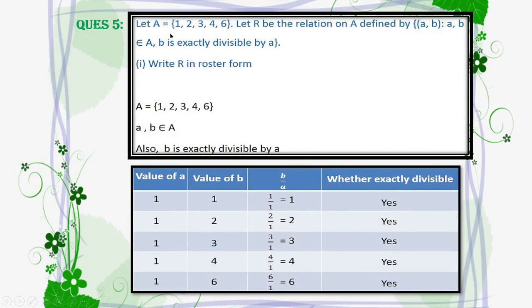Now question number 5. Set A is given. Let R be the relation on A defined as ordered pair (a, b) where a, b both belongs to A and b is exactly divisible by a. It means the second number should be divisible by first number. So again let's make a table and check 1 and 1. Yes, it is divisible. 1 and 2. So second number should be divisible by first. So 2 by 1, 2. So yes. Then 1 and 3. Yes. 1 and 4, 1 and 5. Sorry, 1 and 6. So all are coming as yes.